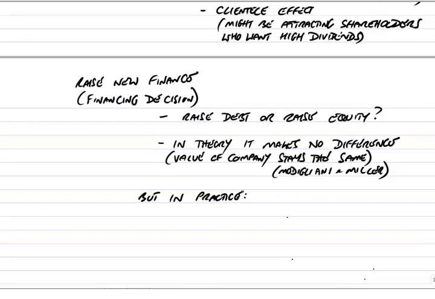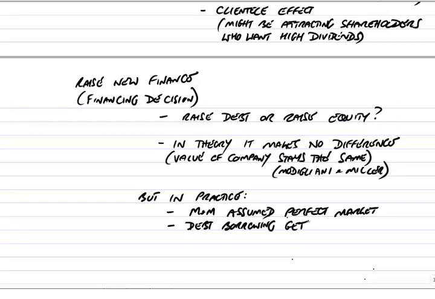it does make a difference. First, Modigliani and Miller assumed a perfect market. They made lots of assumptions, but they did assume a perfect market, no issue costs, and perfect knowledge. And, of course, the effect of tax, that debt borrowing gets tax relief on the interest. Equity doesn't. And that makes debt borrowing more attractive.